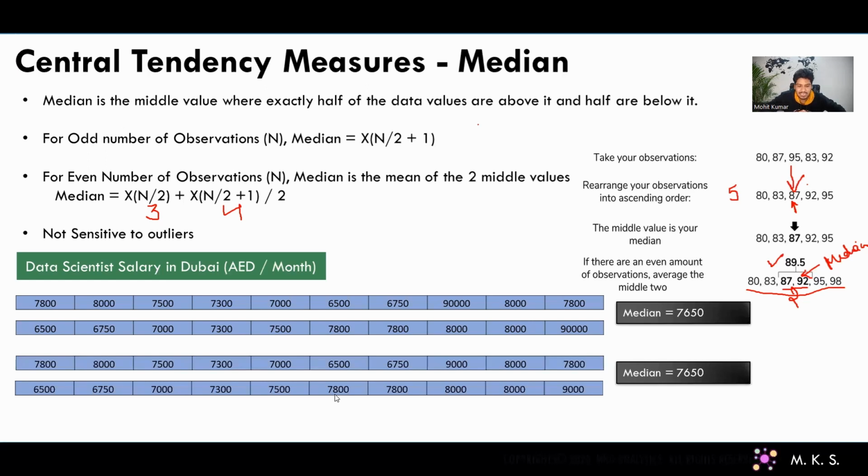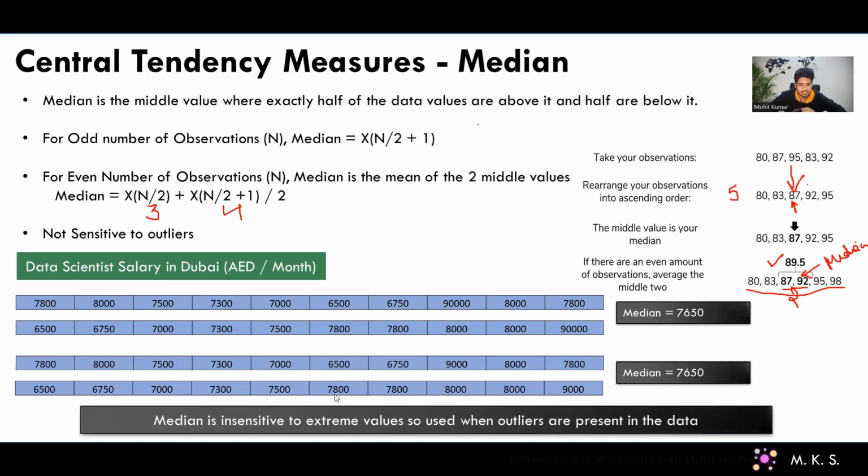Now you can see, despite having an outlier in the data, your median is not getting influenced. So that is why we say median is insensitive to extreme values. So it is used when outliers are present in the data. So this is pretty interesting, guys. I hope you understood the concept of mean and median, where to use mean, where to use median.